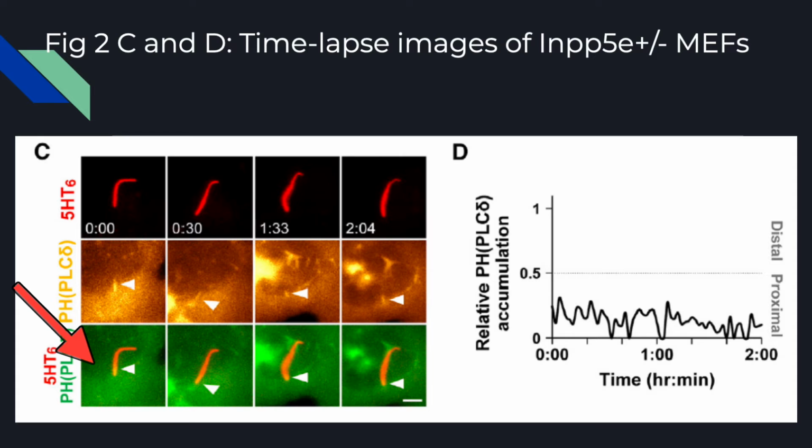Looking at the bottom of figure C, you can see that the PI45P2 is congregating at the bottom of the cilia. The cilia is in red, and you can see from the arrows that the PI45P2 is congregating at the bottom of the cilia at the distal location. Relative accumulation of PHPLC delta, which binds to PI45P2, on the distal versus the proximal side is shown over time on a graph in D.